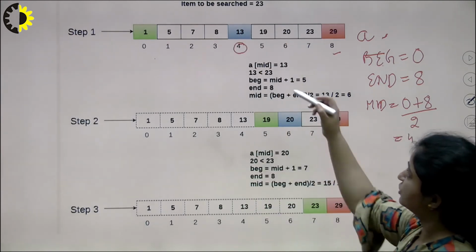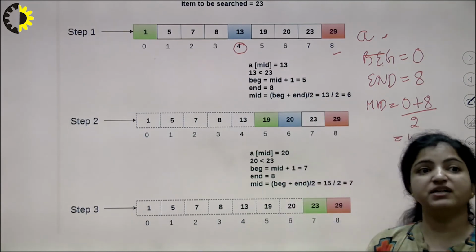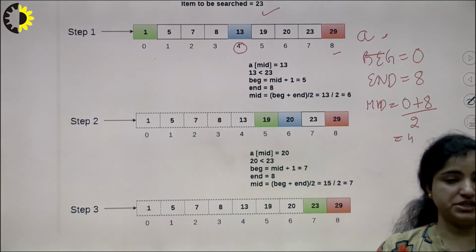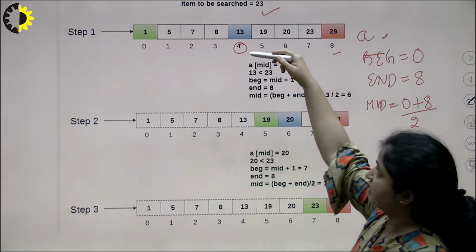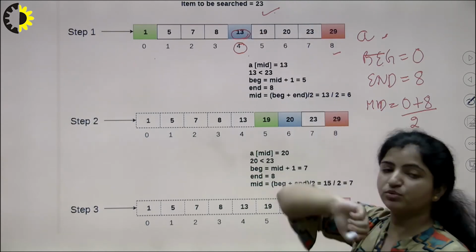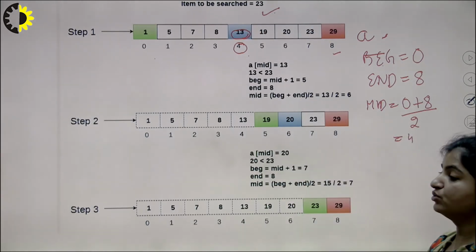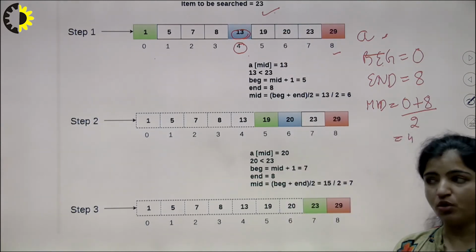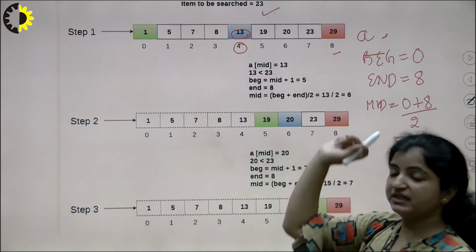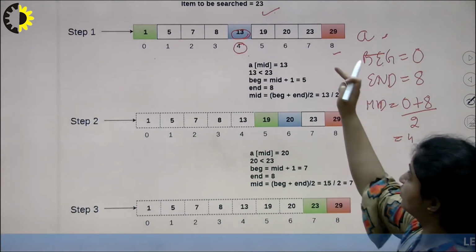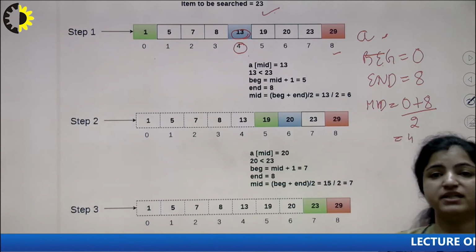So that means this fourth position is the mid of this array. At this fourth position I will compare my value that I need to search, that is 23, with the value at the fourth position, that is 13. Fine. So now I will see whether 13 is equal to 23. No, it's not. So when 23 and 13 are not equal, I want to find where this 23 will lie in this sorted list.